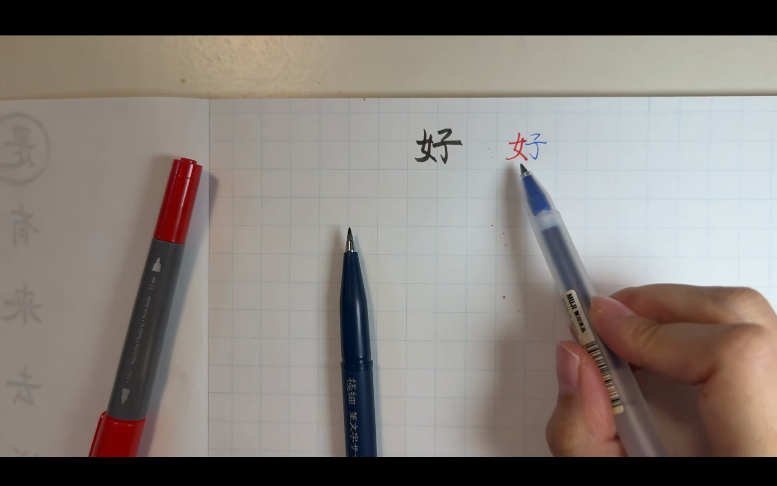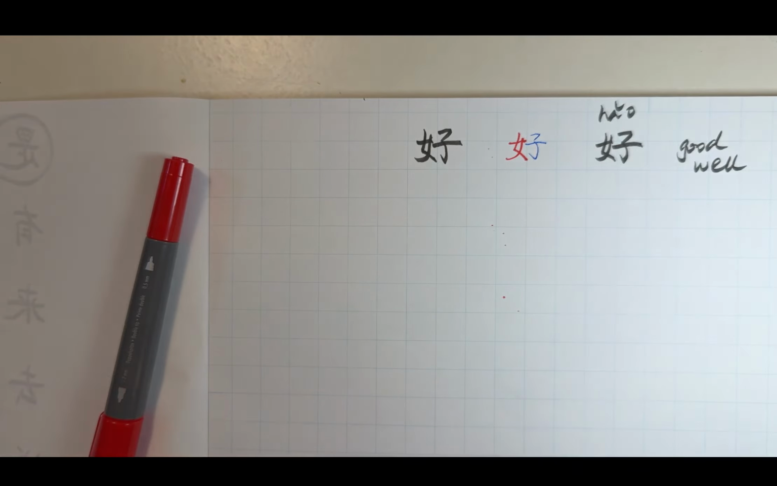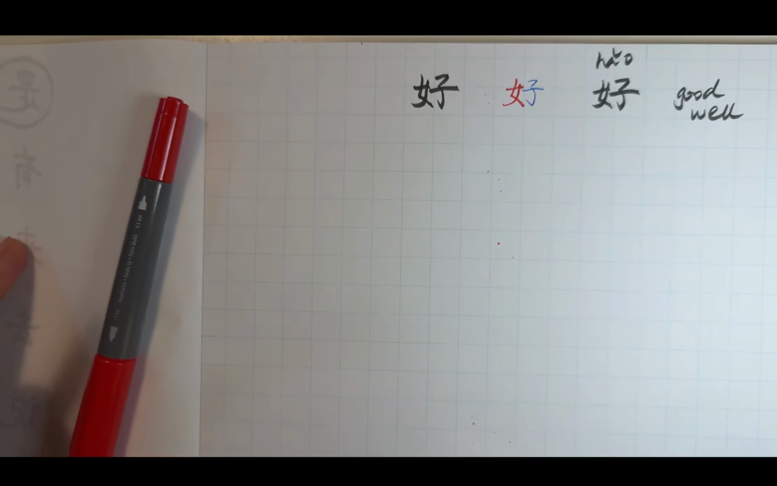Both of the parts, especially the radical part, will become a bit thinner. That is how. A woman with a child, which means good, well. Okay, so that is our how.